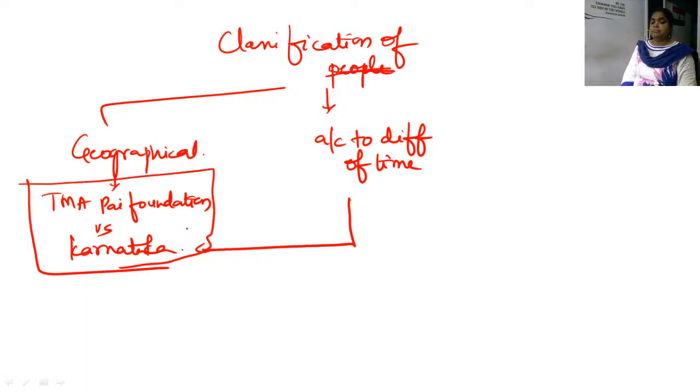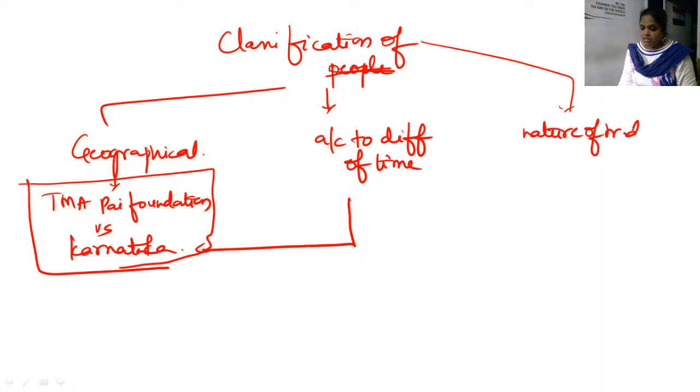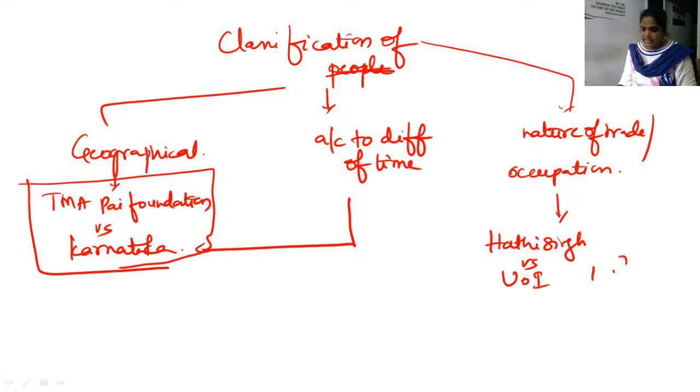You can discriminate people based on the geography, their location. You can classify people according to difference of time, and also you can classify people based on the nature of trade or occupation. Okay, you can also classify people based on the nature of trade or occupation, as mentioned in Hathi Singh versus Union of India case.